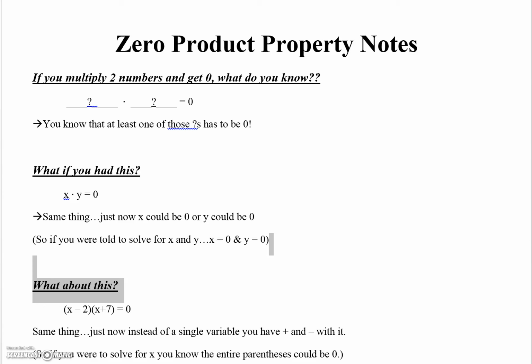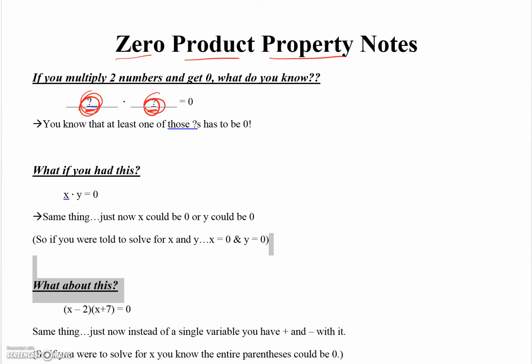So today we're going to be talking about the zero product property. Nothing too challenging. Zero means obviously zero, product meaning multiplication. And we've talked about this before this year. So if we're multiplying two numbers here to get zero, you know that at least one of those numbers has to be zero. So either this question mark is going to be zero, or this question mark is going to be zero, or both of them are going to be zero.